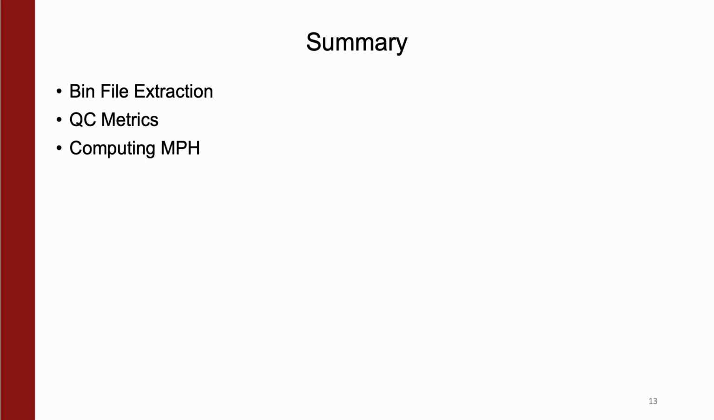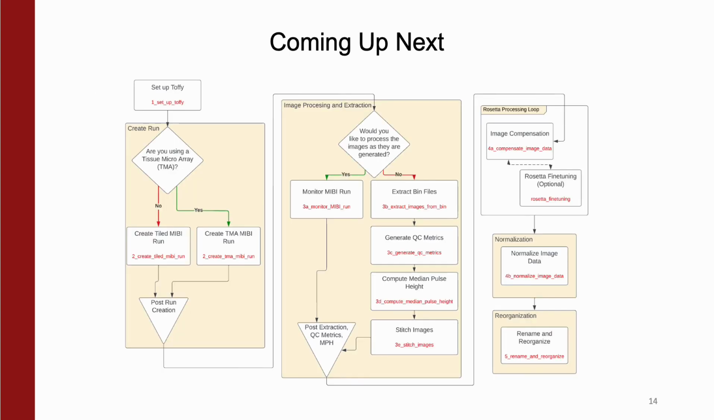And then in summary, we've gone over bin file extraction, creating QC metrics, computing the median pulse height, and then finally image stitching. And then up next, we will be covering the extraction, generation of QC metrics, computing median pulse height, and then stitching all together in a live run.